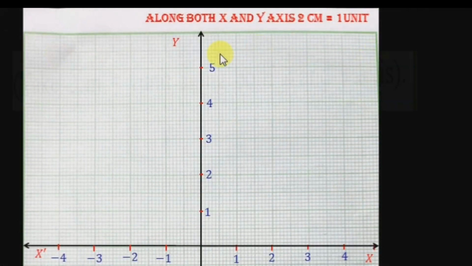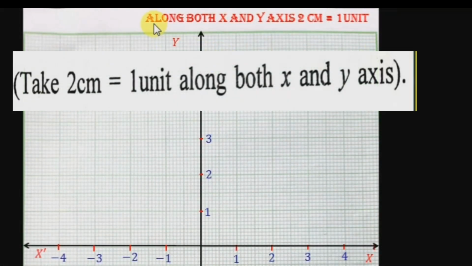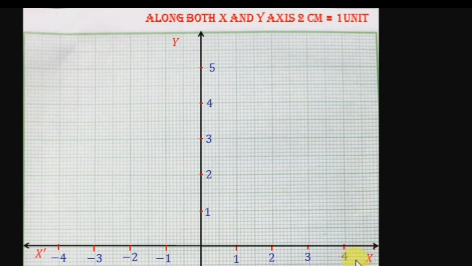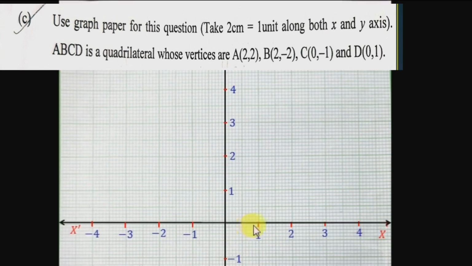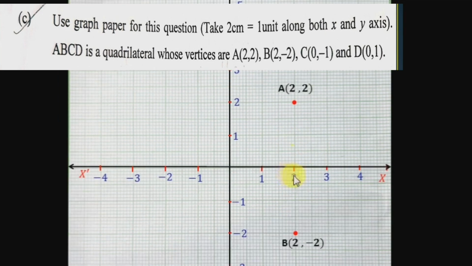Now next, according to the question, the scale along both x and y axis is 2 cm equals 1 unit. So we'll take 10 small boxes as 1 along the x axis, and 10 small boxes equals 1 along the y-axis. Our first point is A, which is 2 comma 2. B is 2 comma minus 2, C is 0 comma minus 1, and D is 0 comma 1.